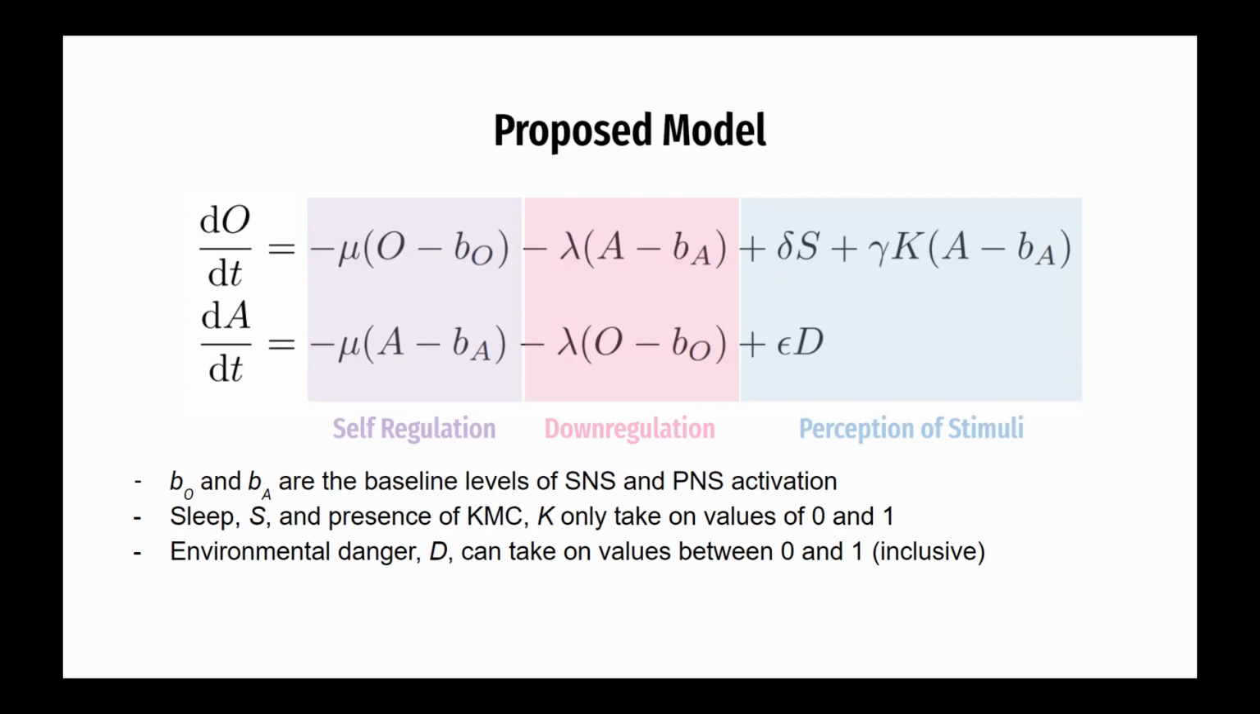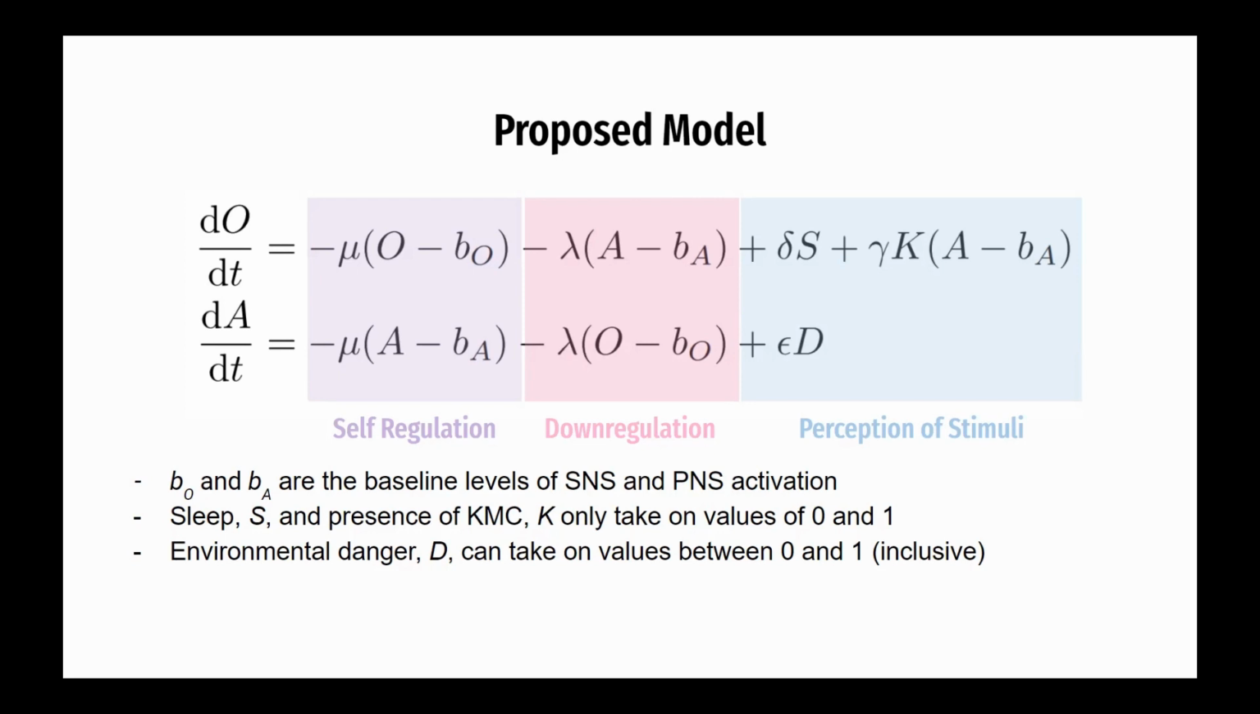For example, we assume that environmental danger and sleep upregulate the SNS and PNS activations respectively at a constant rate when they're present, and that KMC care, when present, upregulates the parasympathetic nervous system, or PNS, at a rate proportional to the amount of anxiety present. So if an infant is really anxious, then having KMC means that the PNS is upregulated a lot. Less anxious, less upregulation.